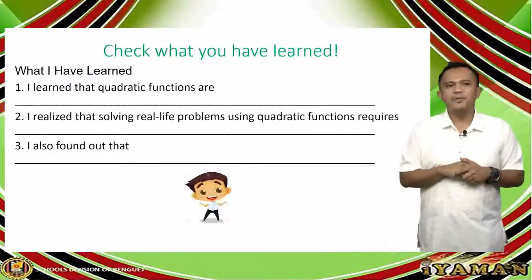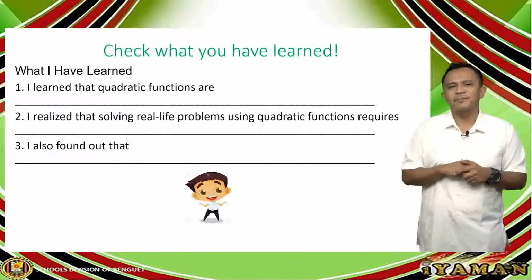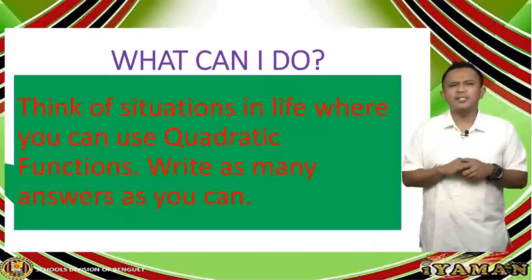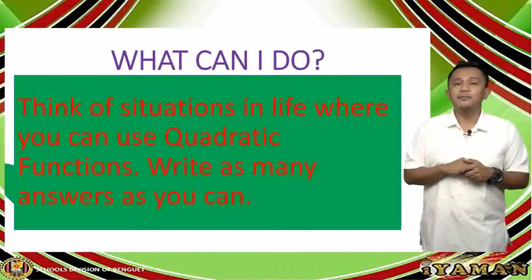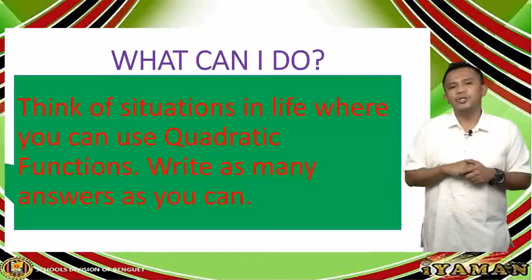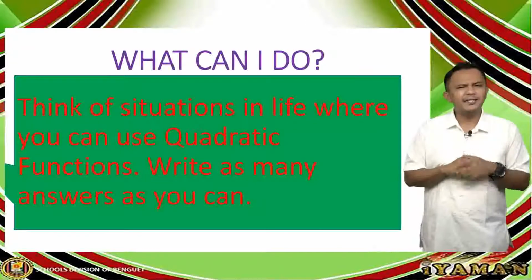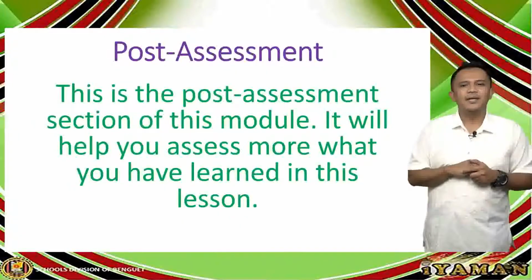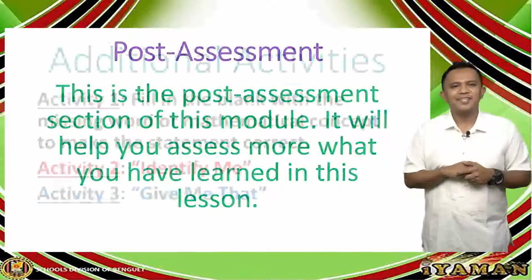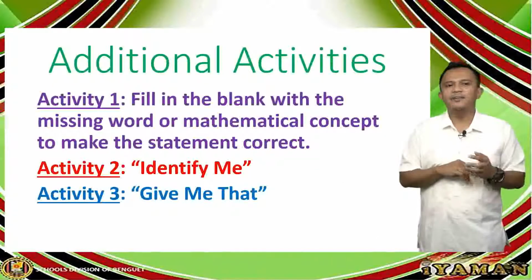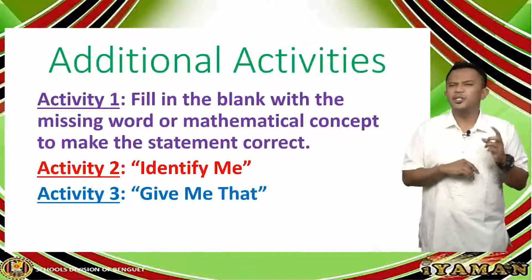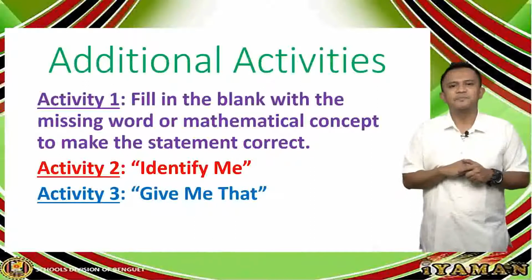To summarize the lesson, do the activity on what have I learned by filling in the blanks to complete the statements. To help you connect this lesson to real-life situations, you have the activity on what can I do. You just need to think of situations in life where you can use quadratic functions. Write as many answers as you can. Now, you can proceed to the post-assessment. Do your best and God will do the rest. And of course, you have the last check on what you have learned in this module and other additional activities that you can do to improve your understanding of the lesson.